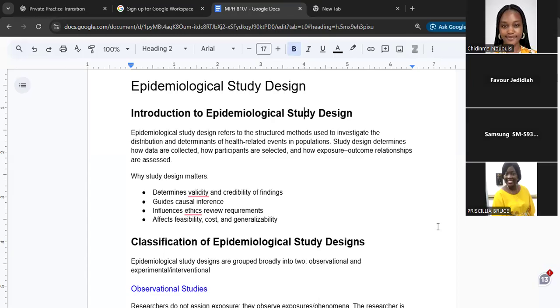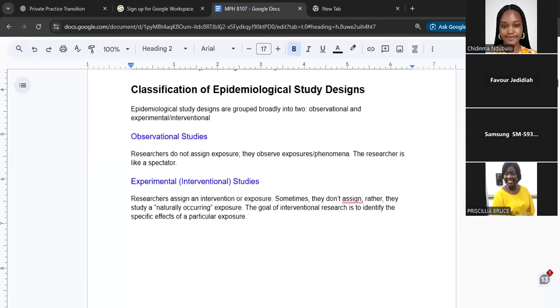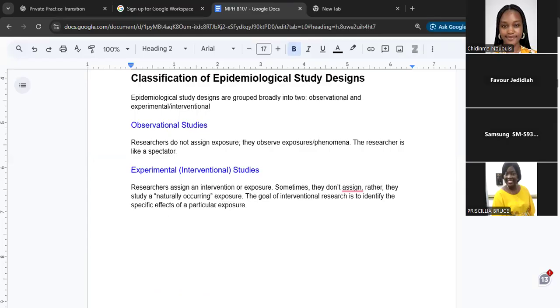Today we are going to focus on the classification of epidemiological designs. There are quite a number of them, and sometimes it gets a little bit confusing. So we're going to do our best so that by the end of this class, it's not a thing of cramming, you would understand what is happening. Even if there's a study that is not mentioned here, if you hear it, you know where to place it. That's what we intend to achieve today.